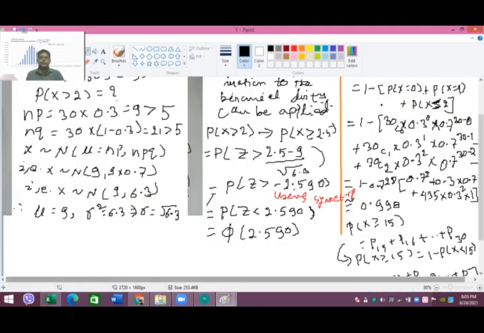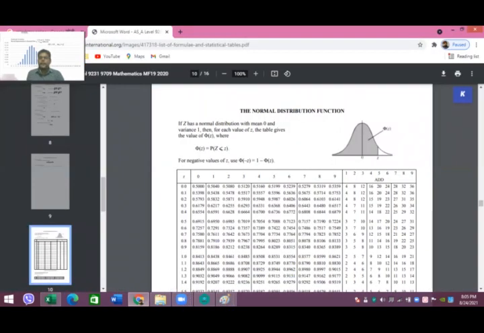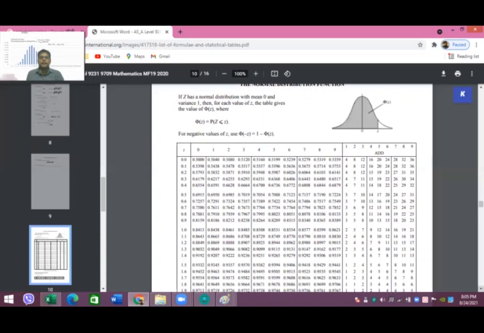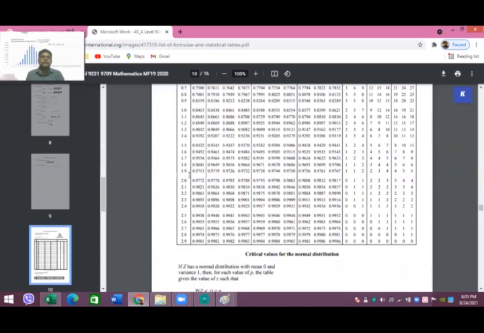2.590. So first of all we check here in the table 2.5. So you can see that here in the table, and you should be used to reading the values of probabilities from this table. So 2.5 is here, and we shall go to 9, and then we have 0. So you can see that it is 0.9952.